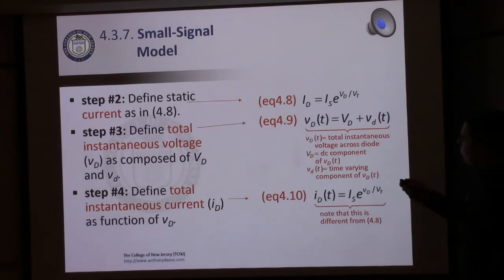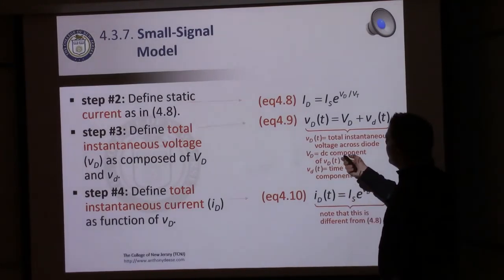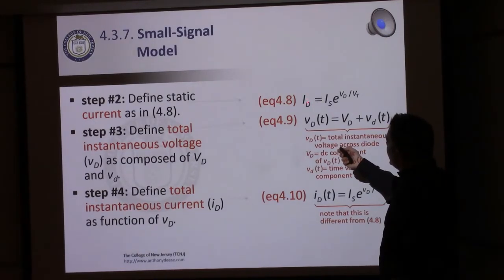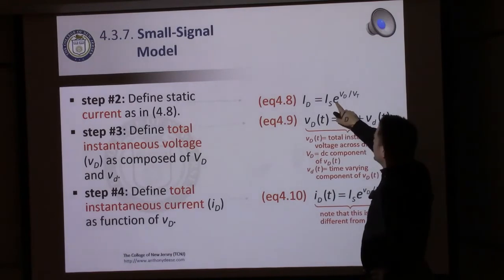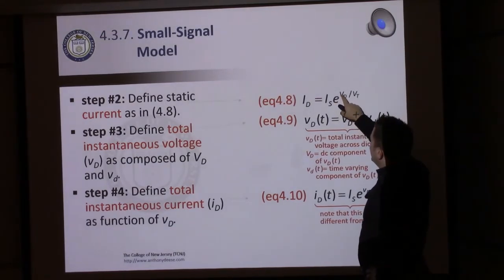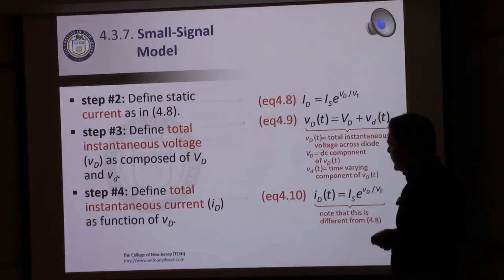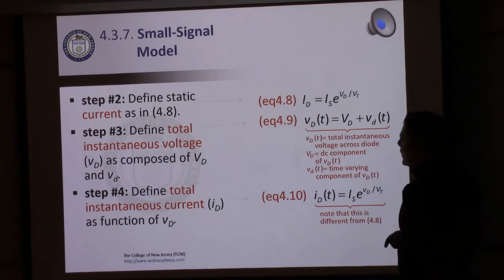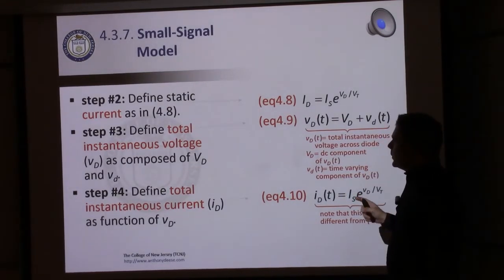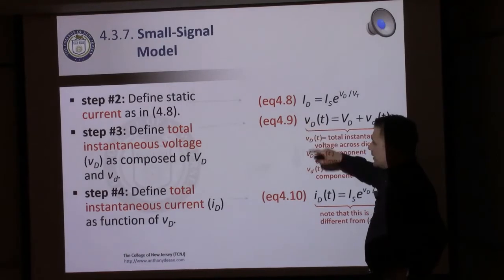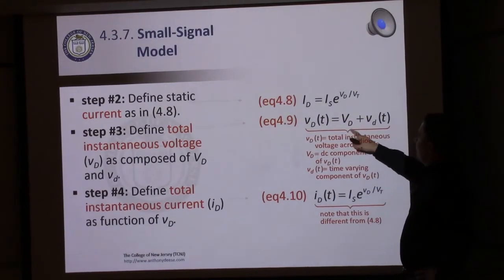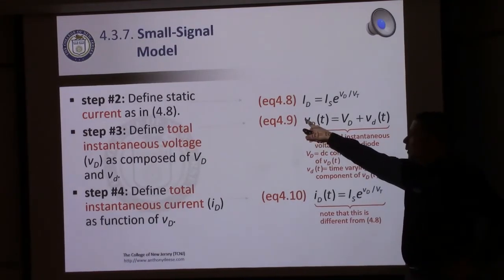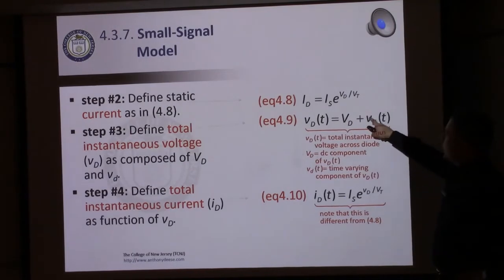Okay, so for the static circuit, we can use the exponential model to represent big I, big D equals the saturation current times e to the big V, big D divided by VT. All right. Next step, equation 4.9, what we want to do is define the total instantaneous voltage, which is little v, big D, as the sum of the static and the time varying components. Again, this is still following the appropriate notation: lowercase, uppercase, uppercase, uppercase, lowercase, lowercase.